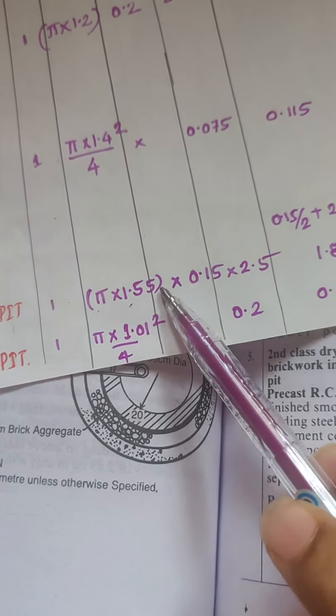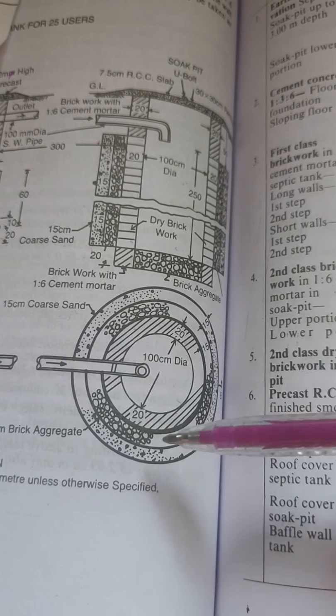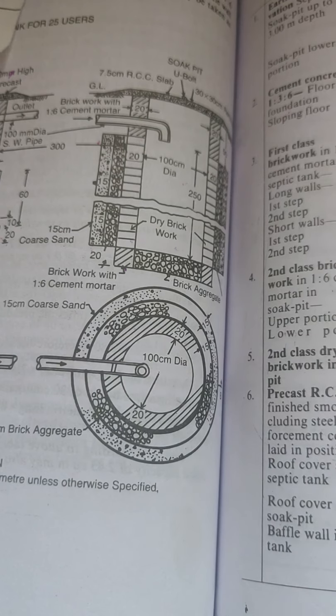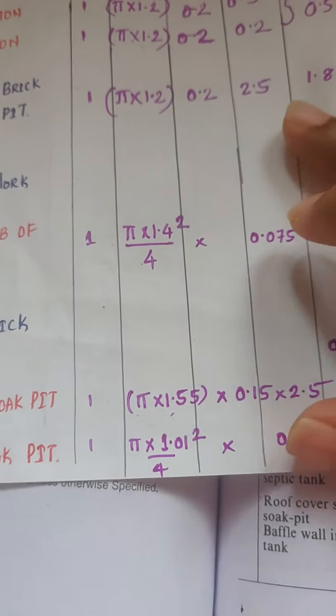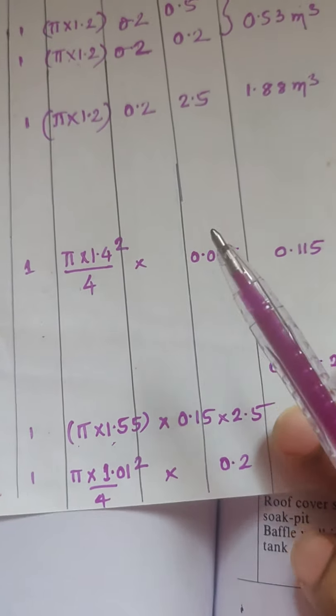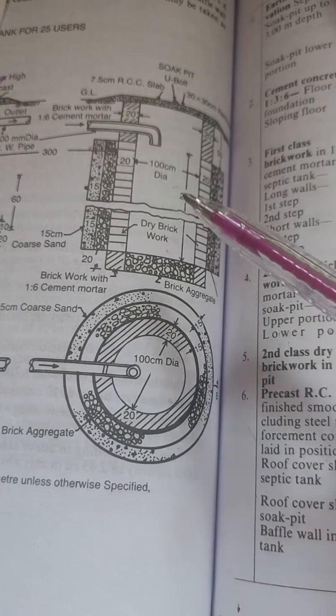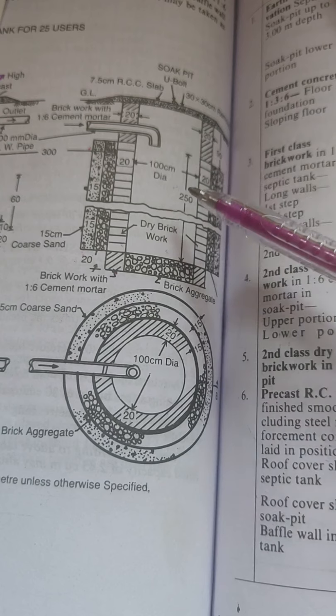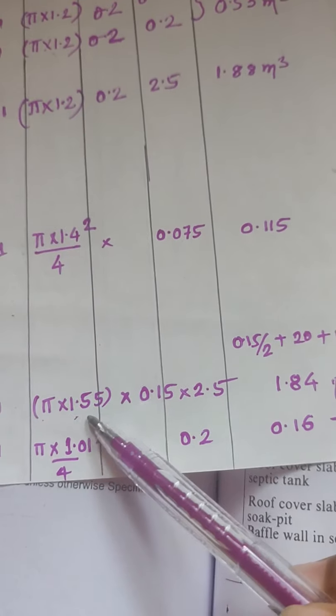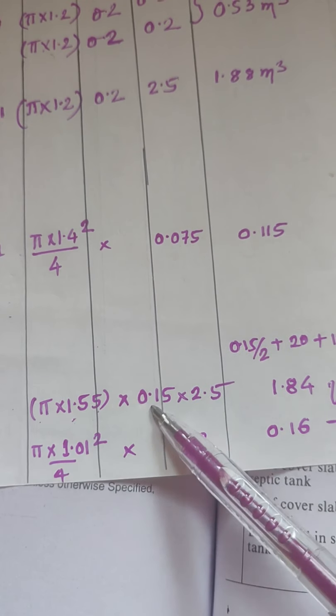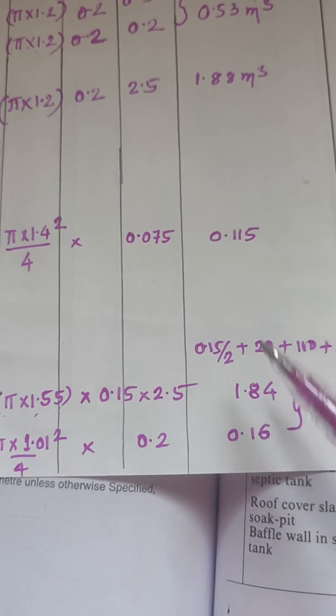So this is pi into 1.55. I have told you the reason. What is the reason? Because it is provided only at this part, so it is taken as pi into 1.55. What is the thickness of that? It is 0.15. And what is the height? Height you see here, it is 250 centimeter, which is 2.5 meters. So pi into 1.55 into thickness into 2.5, you will get the quantity.